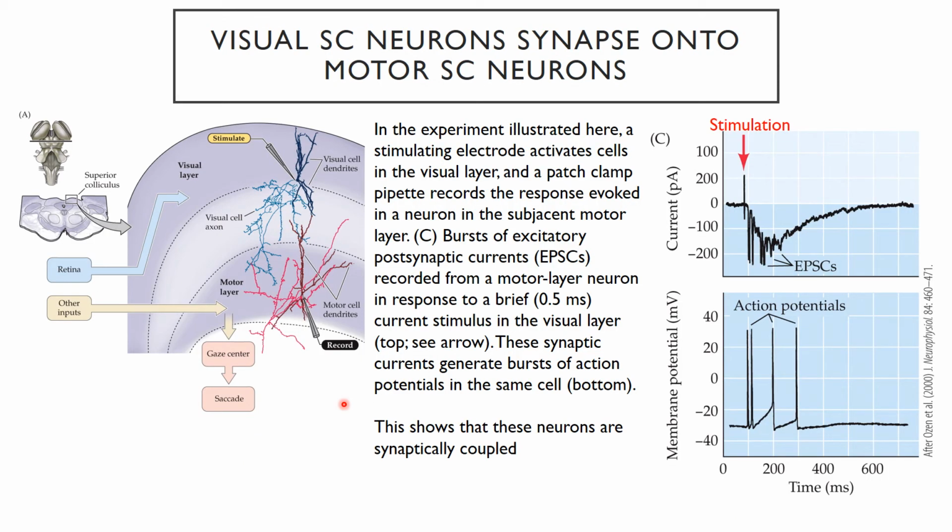We can induce these things too. So that's one way of just recording. In here, what we're doing is stimulating these visual layers and then seeing what happens in the output. So we're recording here. That's what we're seeing here. We can measure current and voltage. And when we stimulate, this is the stimulation artifact. So if you just do a single pulse of this visual system neuron, you'll get inward current within the neuron that we're recording from in the motor layer. And we get EPSCs, excitatory postsynaptic currents. We can also see action potentials that occur when we stimulate. So you can show that these neurons are electrically coupled.